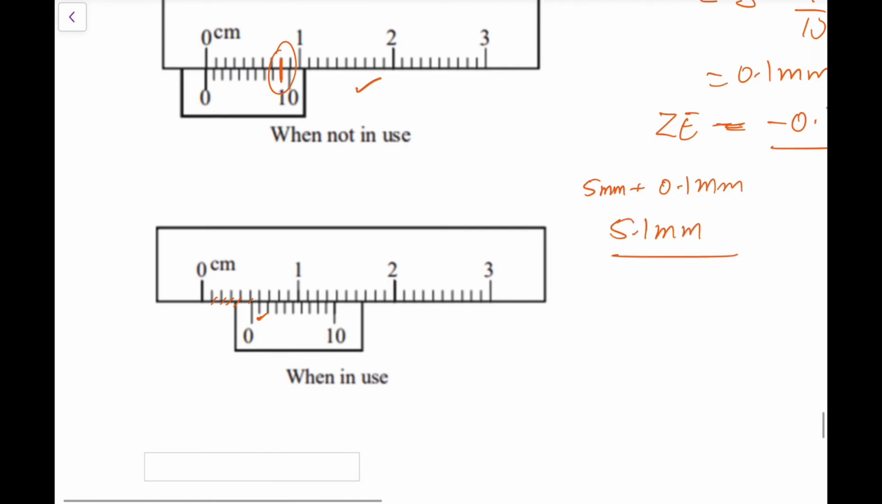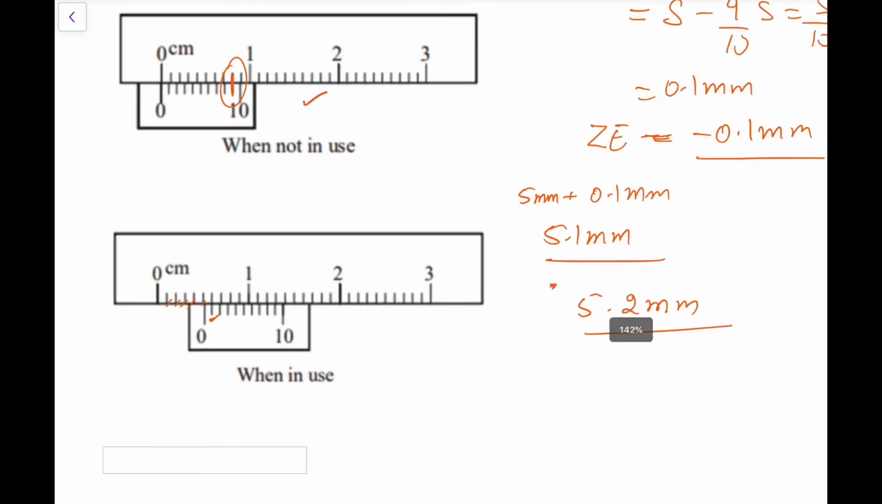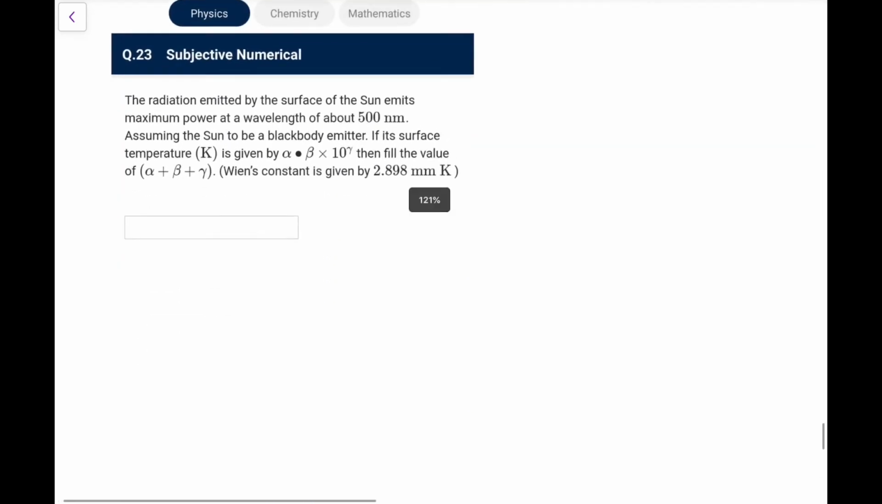So the measured value is 5.1 mm, but because of this zero error, for the true value I'll add that zero error because of the opposite sign, so that would be 5.2 mm. So the answer I am going to get is 5.2 mm or 5.20. You can write it like this.